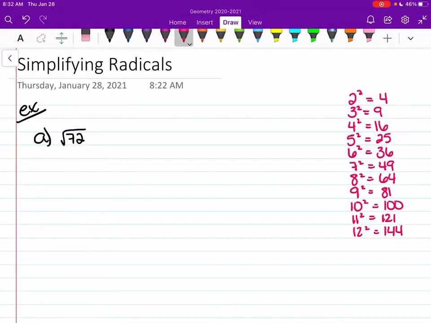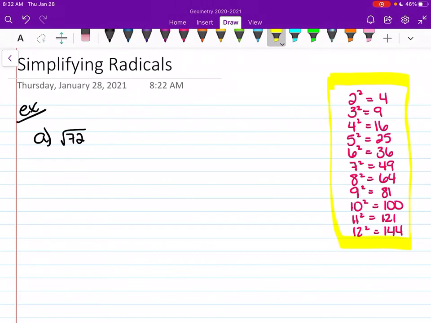Hello, today's lesson we're going to talk about simplifying radicals. So I've had some questions about this. Remember, when we are talking about square rooting, we're talking about the opposite of squaring. So it's important to know some basic numbers that get squared. So here's our basic perfect squares over here.